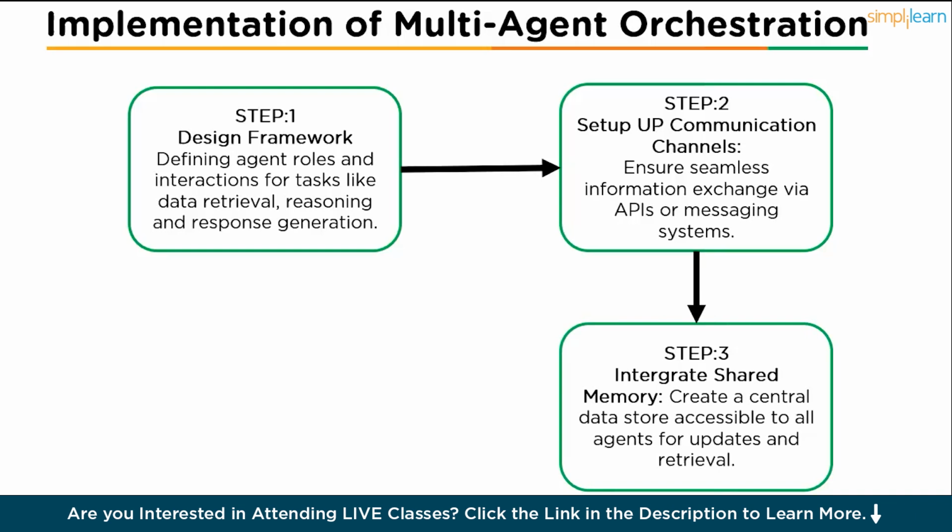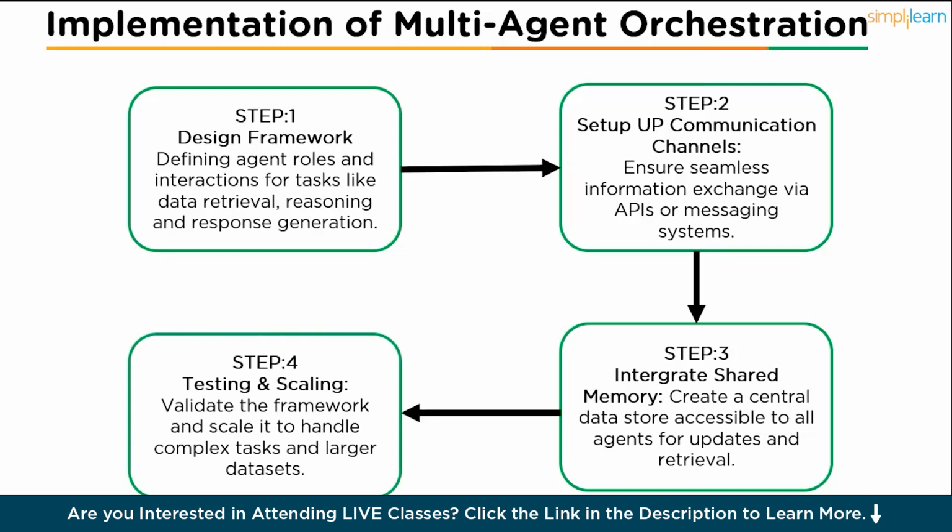Step 3 includes integrate shared memory, which is to create central data stores accessible to all agents, and this shared memory ensures updates, retrievals, and synchronization across agents, enabling cohesive workflows. And the last step is testing and scaling, which is to validate the framework's functionality by testing it on real-world scenarios. Scale the system to handle complex tasks and larger datasets for optimization, performance, and reliability. By following these steps, developers can unlock the full potential of multi-agent orchestration, creating intelligent systems that are scalable, efficient, and capable of tackling complex challenges.